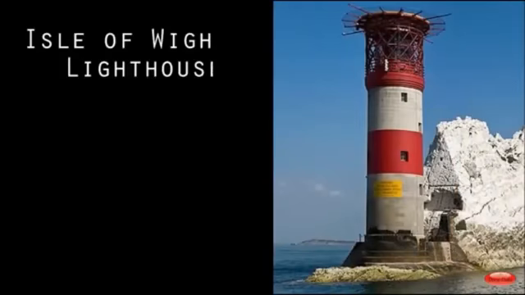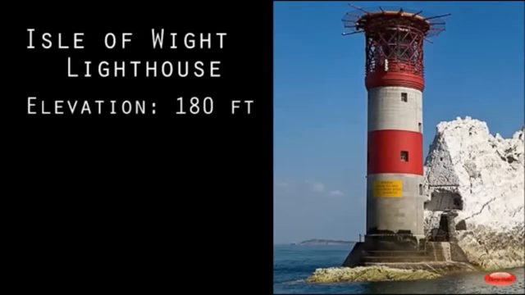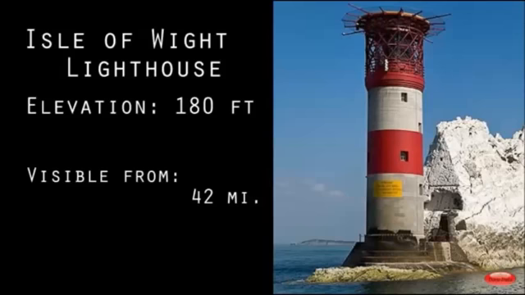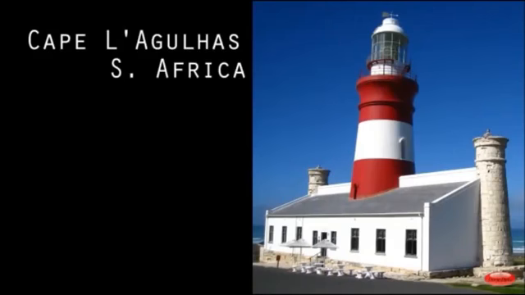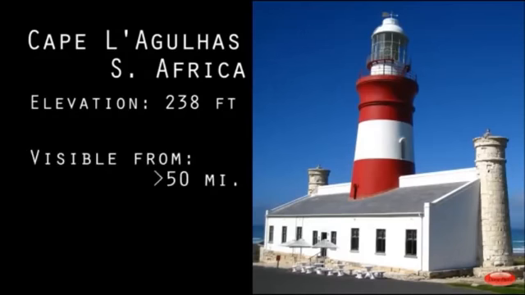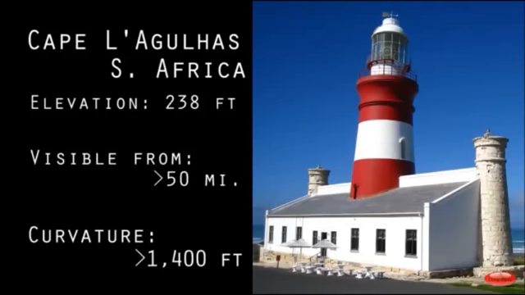The Isle of Wight Lighthouse in England is 180 feet high and can be seen up to 42 miles away, where it should be below 996 feet of curvature. The Cape Agulhas Lighthouse in South Africa is 33 feet high, 238 feet above sea level, and can be seen for over 50 miles, where it should be below 1,400 feet of curvature.